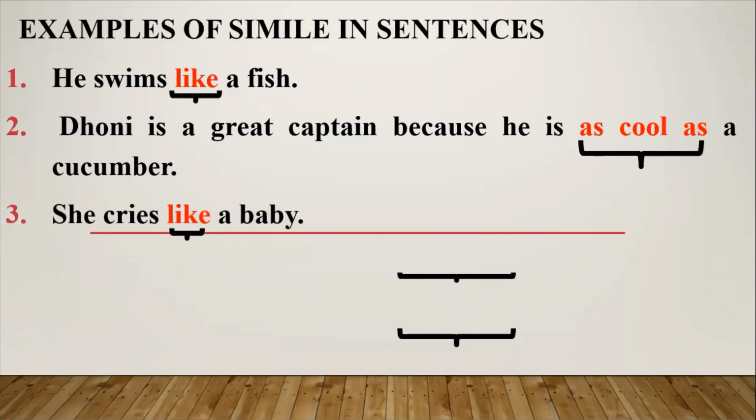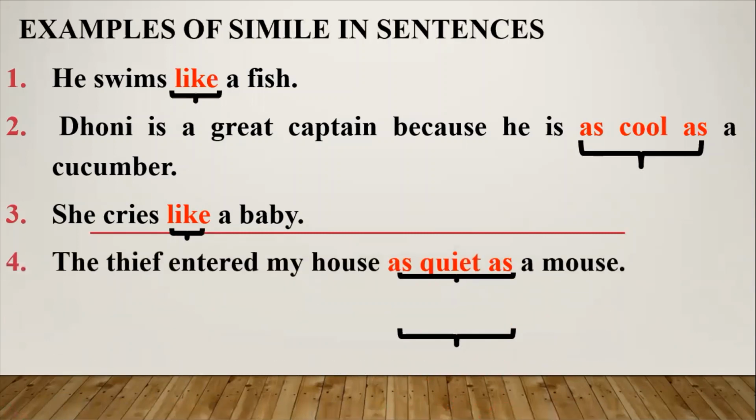Next, she cries like a baby. Not that she literally cries like a baby, but for everything she cries. So she cries like a baby. You're comparing the way she cries to a baby. The thief entered my house as quiet as a mouse. You know mouse, right? They run around here and there, they're very quick and quiet. So the thief entered my house as quiet as a mouse, like very quietly he entered the house.